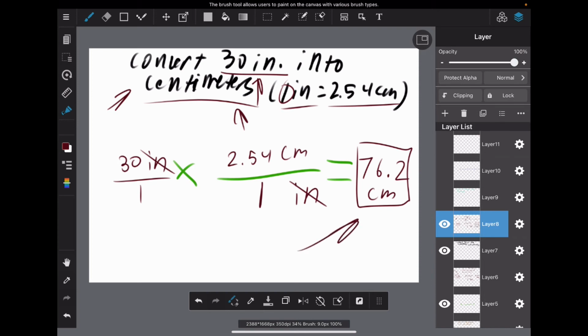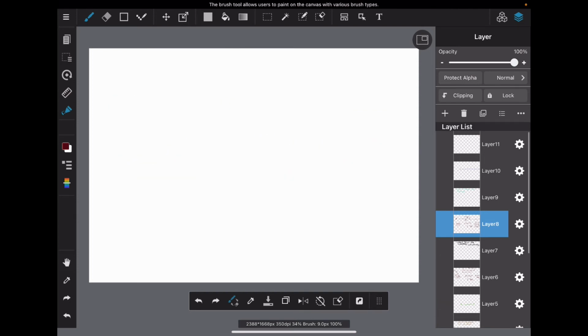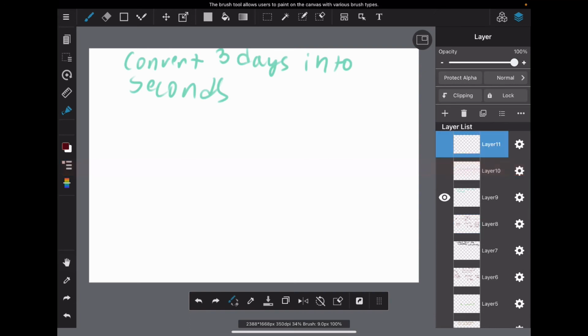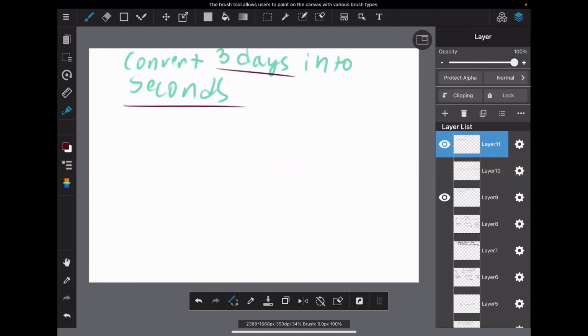Thankfully, that's not a giant number. Our next problem, we're going to have a giant number. Let's do it. Whoop. Spoiler alert. Here's our next problem. Convert 30 days into seconds. Right there. And it doesn't give us a conversion factor. You know why? Because we're going to have to do a bunch of conversions.